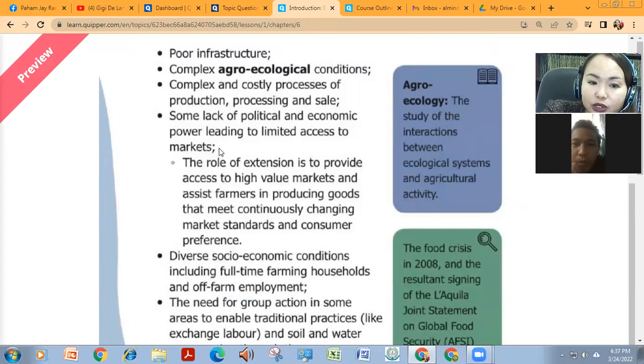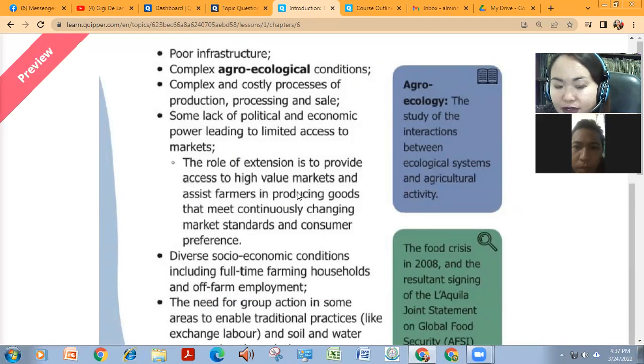Lack of political economic power leading to limited access to market. So if ever, for example, the market worldwide, if you don't have a strong name. So therefore, what can extension do about that? So if they help each other and have connections, just like what the DA is doing now, which is good.